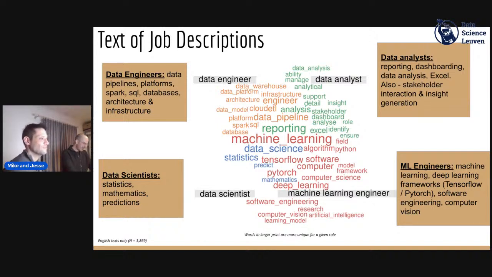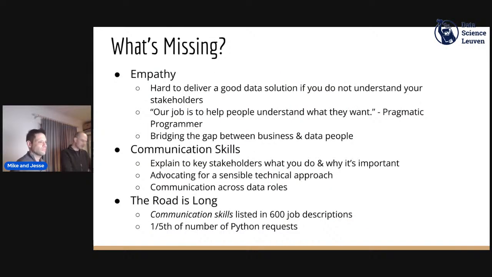So we've gotten a sense of what the employers are expecting from the data professionals, both overall and for each role. But what are the things that we don't see here that might be important? This is just our personal opinion based on our experience, right? But one thing that's really important in our view is empathy, for example. Why? Quite simply because it's hard to deliver a good data solution if you don't understand your stakeholders. And there's this really great quote from The Pragmatic Programmer that I really like: our job is to help people understand what they want.